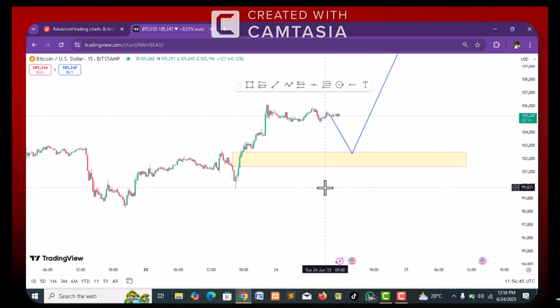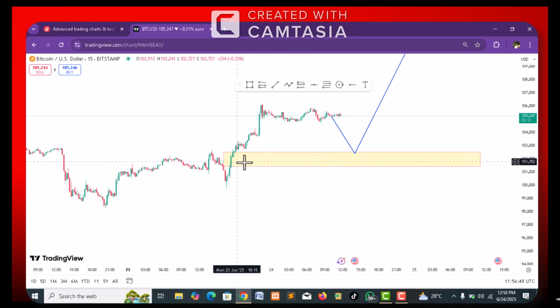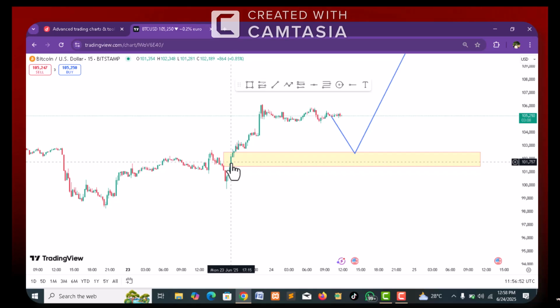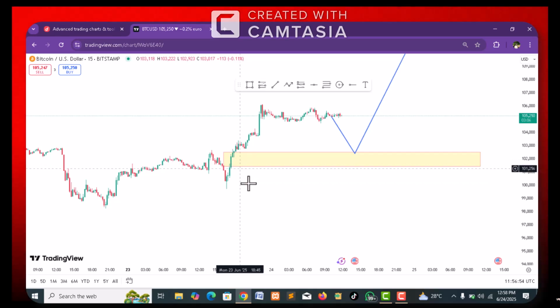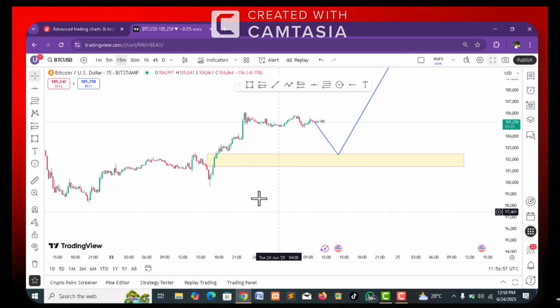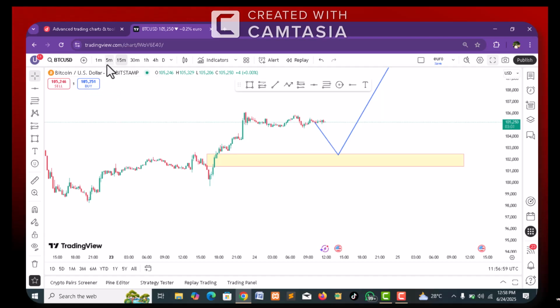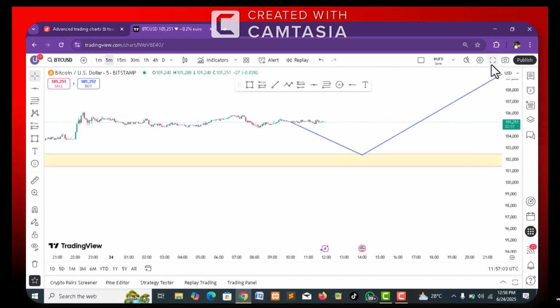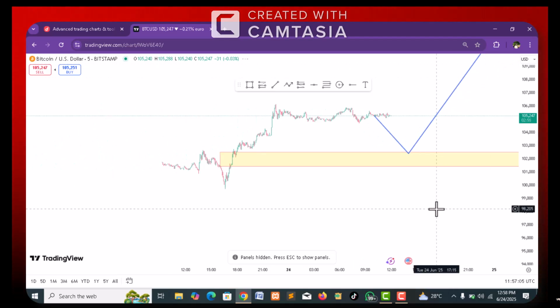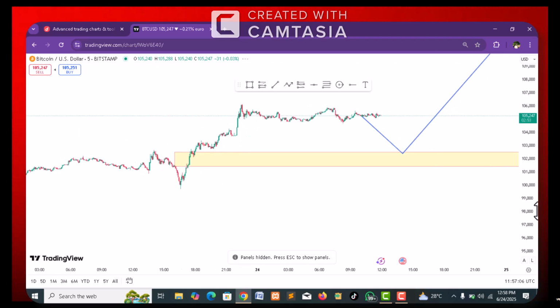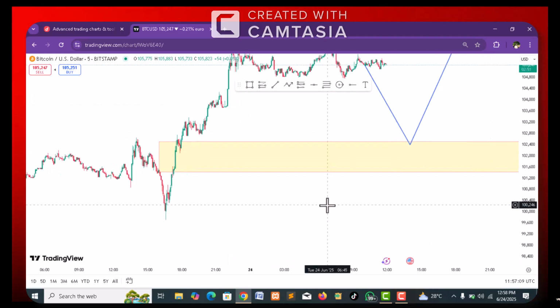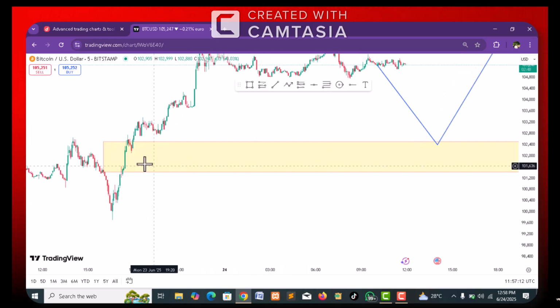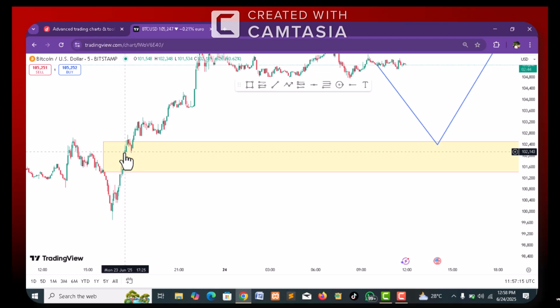But that same area we marked in the 1 hour, we still have a fair value gap in that same area in the 15-minute time frame, right? So what are we going to do? Let's move to the 5-minute time frame and see. You see, still in the 5-minute time frame, we also have a fair value gap, but that fair value gap has been mitigated, right?